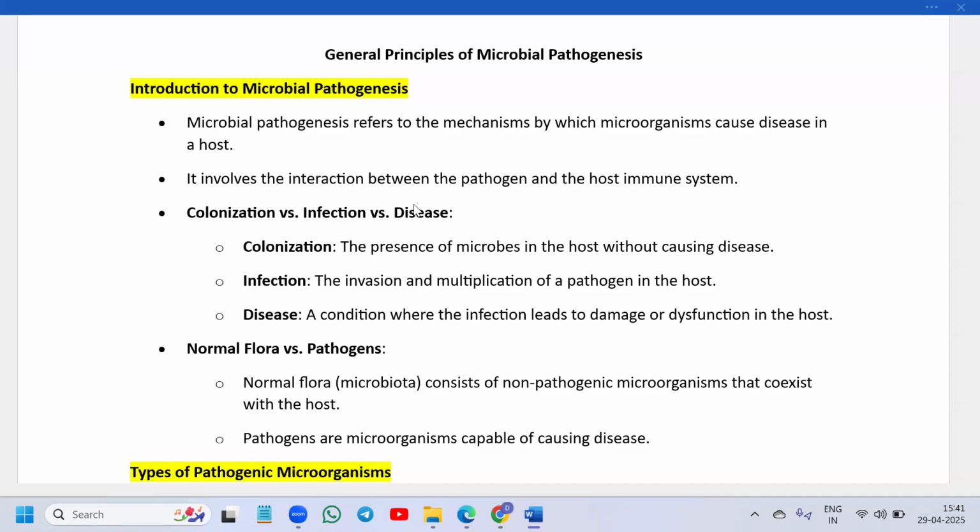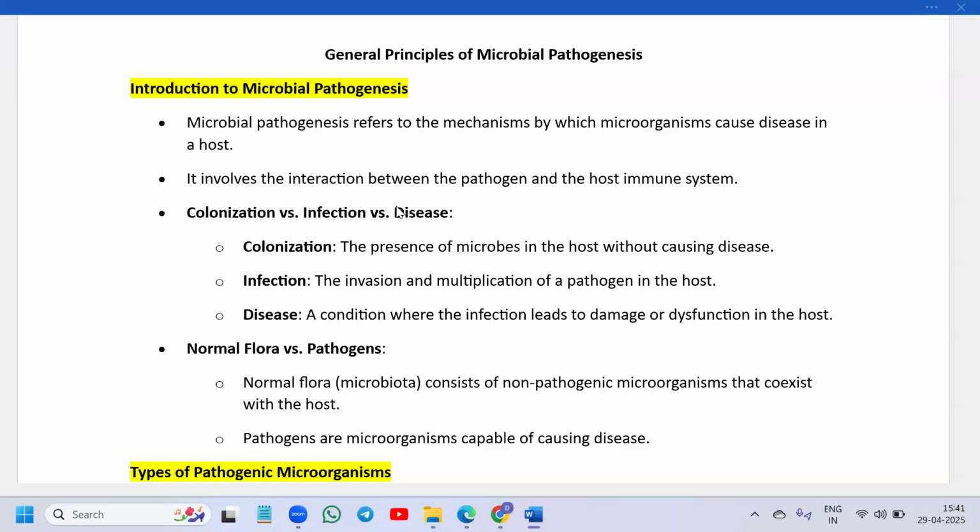This involves the interaction between the pathogen and the host immune system. So when a bacteria enters your body, what happens? Your body's own immune system will start reacting to the pathogen, right? So what is the interaction about, and how does this interaction bring about a disease is what we are going to learn. In this chapter, you're going to understand the different terminologies that are used here.